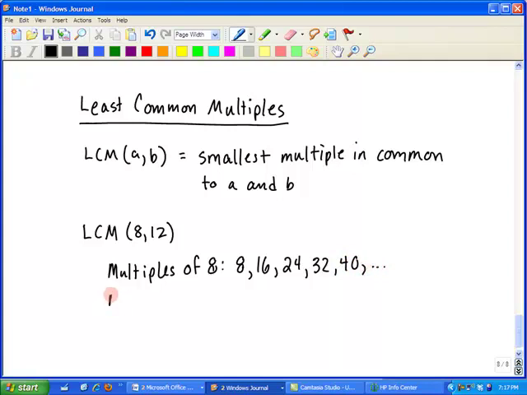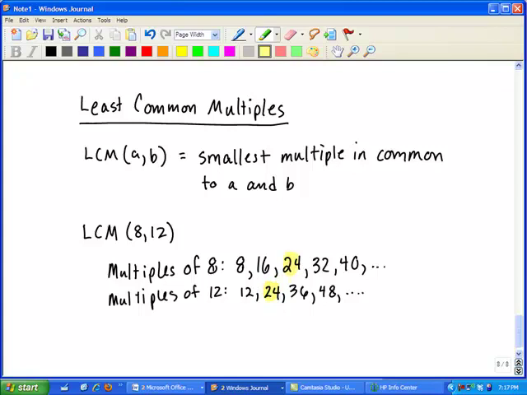So then the multiples of 12 would be 12, then what's the next one? 24. What's the next one? 36, 48, etc., right? And you have to keep making those lists until you find a multiple that's in common. As soon as you find one, that will be the least one. Okay? So in this case, the least common multiple here is 24.